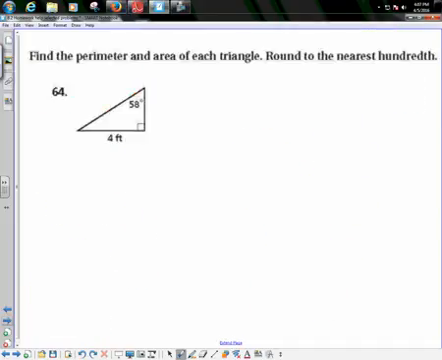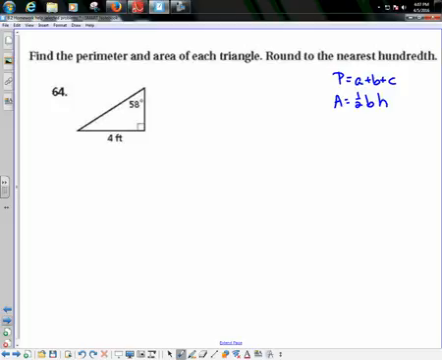All right, last one I'm going to do. We're going to find the perimeter and area of each rectangle. So perimeter equals A plus B plus C. Area equals 1/2 base times height. Will you have a question like this on a future test? Absolutely. So we're going to look at this.